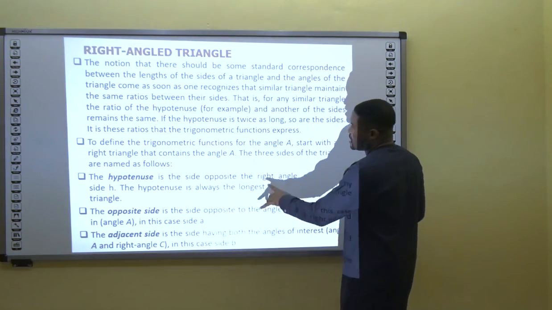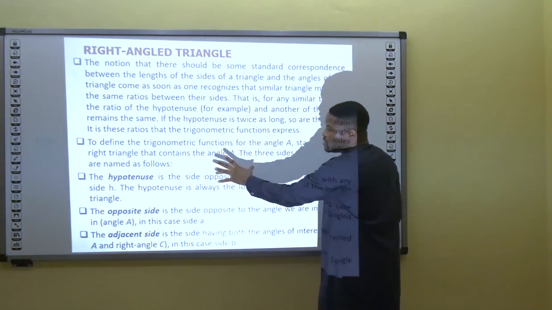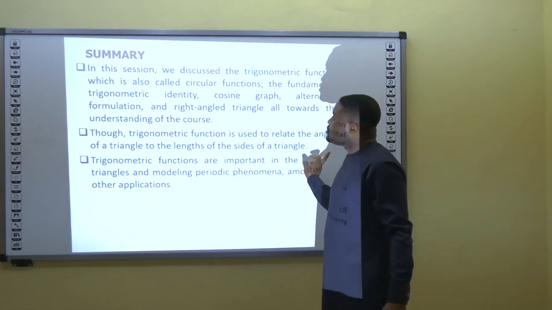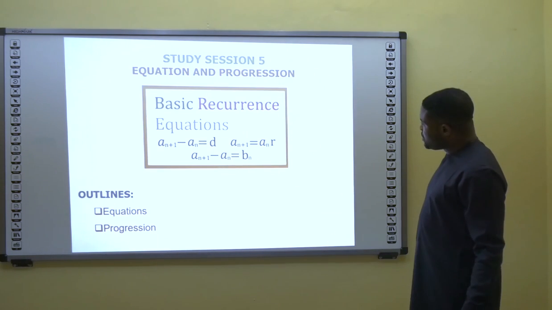So trigonometry centers around the right angle triangle with hypotenuse, opposite, and adjacent, which represent different cosine, sine, and tangent functions.